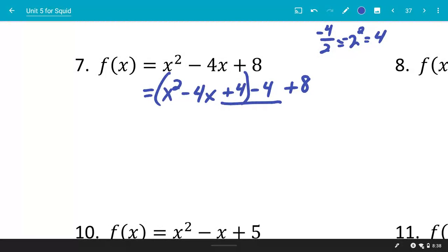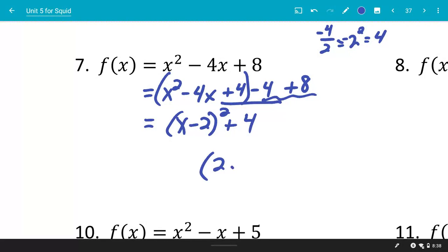That's how you really do nothing right there. And then I factor that perfect square trinomial to get x minus 2 quantity squared, and combine my two constants out there, which is 4. What is my vertex? (2, 4). Okay, we like that one again. Yes? All right. So there, that's what we've been doing.